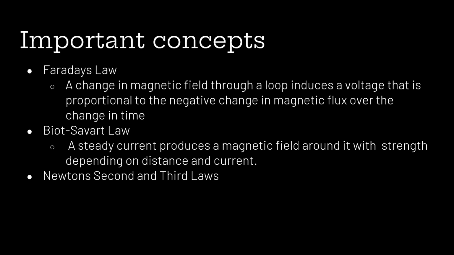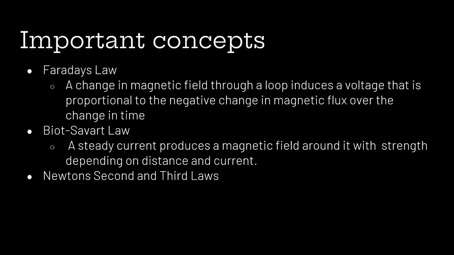Some important concepts we're going to need to know are Faraday's law, Biot-Savart law, and Newton's second and third laws. Faraday's law says a change in magnetic field through a loop induces a voltage that is proportional to the negative change in the magnetic flux over the change in time. Biot-Savart's law says that a steady current produces a magnetic field around it with strength depending on distance and current.